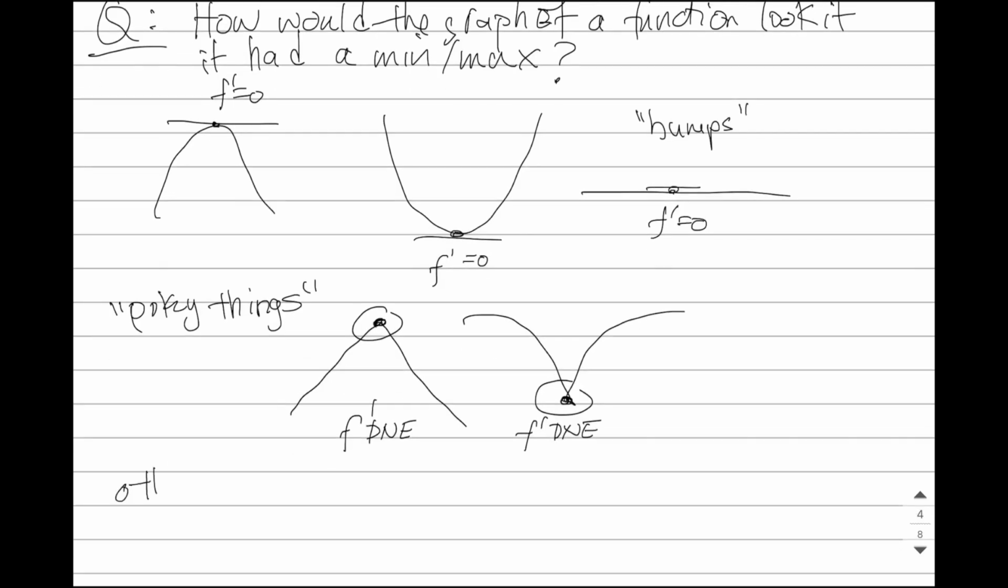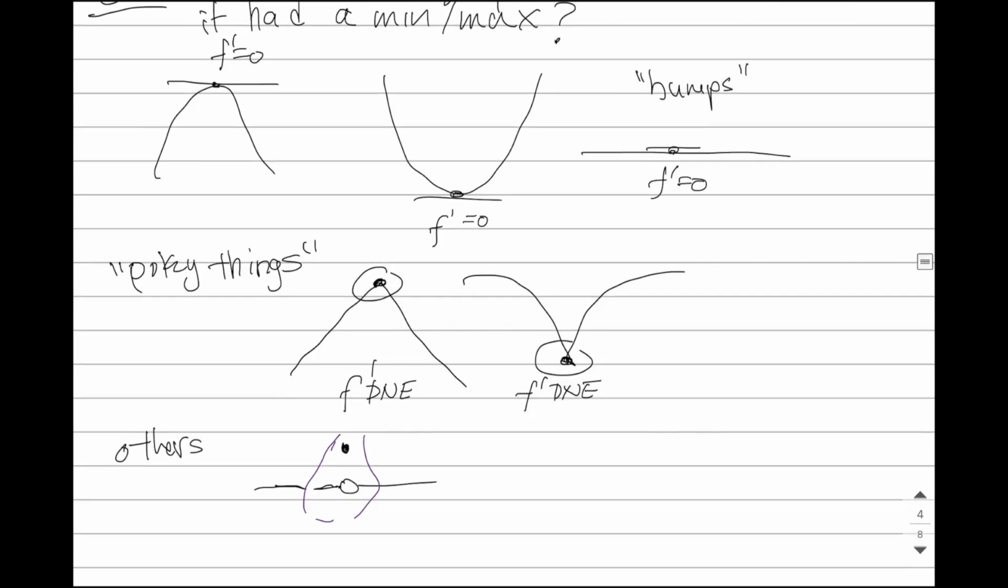You could have a graph of a function that has a removable discontinuity. According to our definition of a relative max, that point right there is the highest point in the interval, so that would be the relative maximum. You could have a situation like this. This would be the minimum.